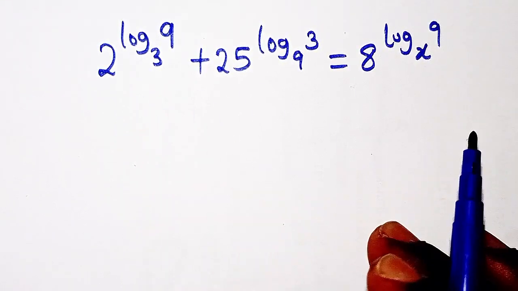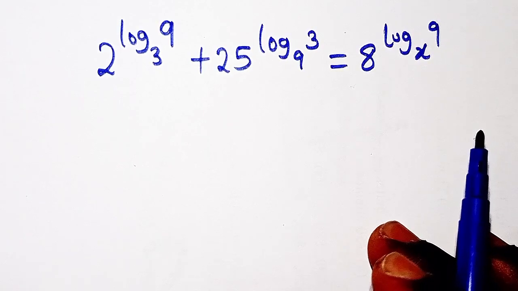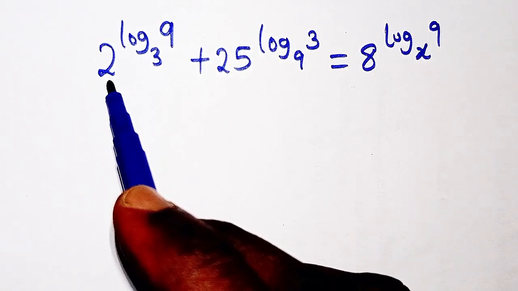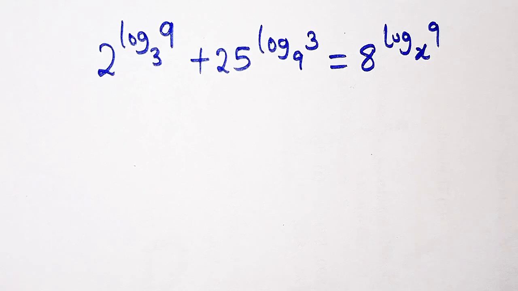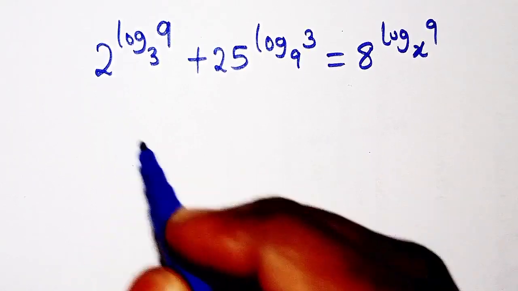We have this logarithmic equation. So how are we going to do it? 2 is the base, 25 is the base, 8 is the base, and we have all of this. So let's see how we can solve this problem here.